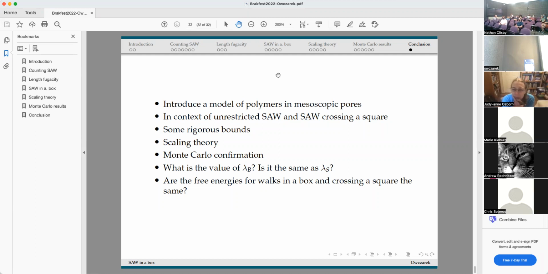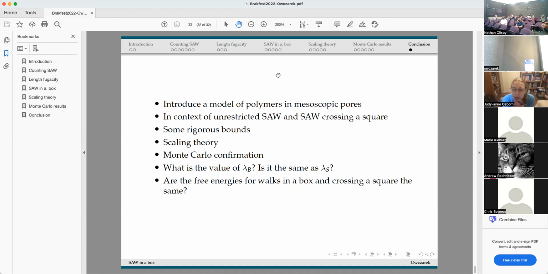If I could make a comment and ask a question. The comment is that your first slide, in which you show numerics for self-avoiding walks in two dimensions, is old. There's a much more precise result, at least two orders of magnitude more accurate, in my paper with Jesper Jacobsen in 2015. And the question: the fact that the free energies for walks in a box and crossing a square are the same, I believe that's almost certainly true.